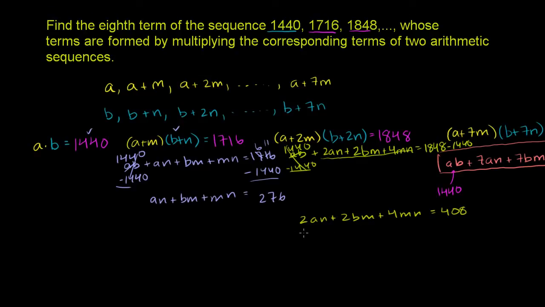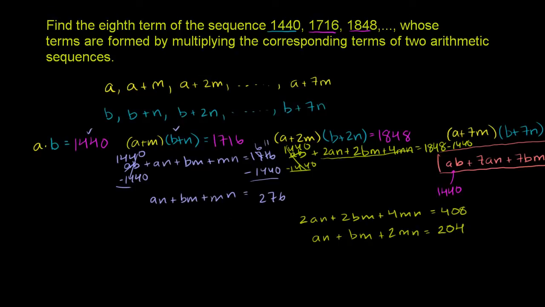And now both sides of this equation are divisible by 2, so let's divide both sides by 2. If we divide everything by 2, you get AN plus BM plus 2MN is equal to 204. Now these look pretty close.